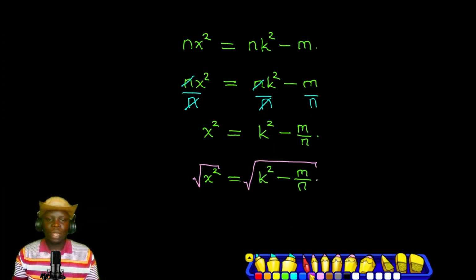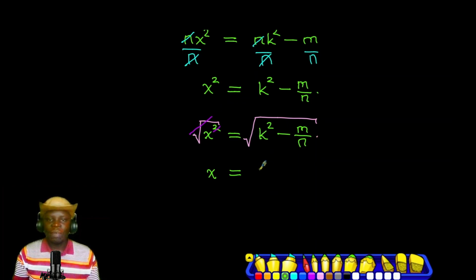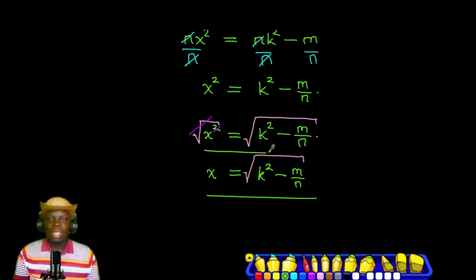So this square root from the left hand side cancels with the square here, and we are only left with our x equals. Now this time we just need to copy everything here, and we have k squared minus m over n, with the square root sign here. So that becomes the answer for our question here. Therefore, we are done with two numbers.